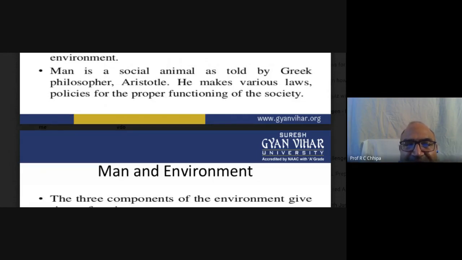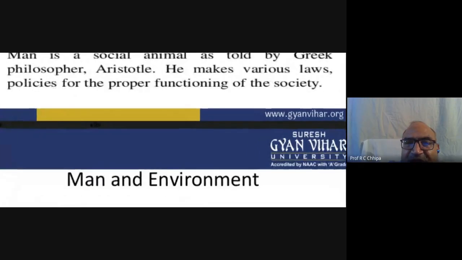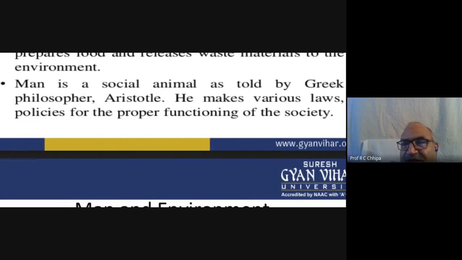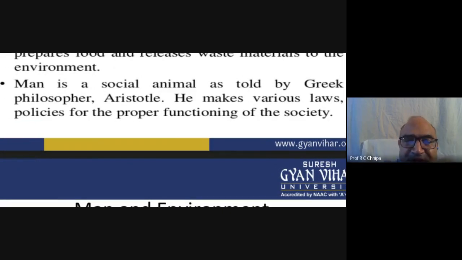So Aristotle says man is an animal, but which animal? A social animal. As told by Aristotle, he makes various laws and policies for the proper functioning of the society. Without law, we live in separate houses, and we have various social networks. We have the Indian Constitution, and we have to follow that.